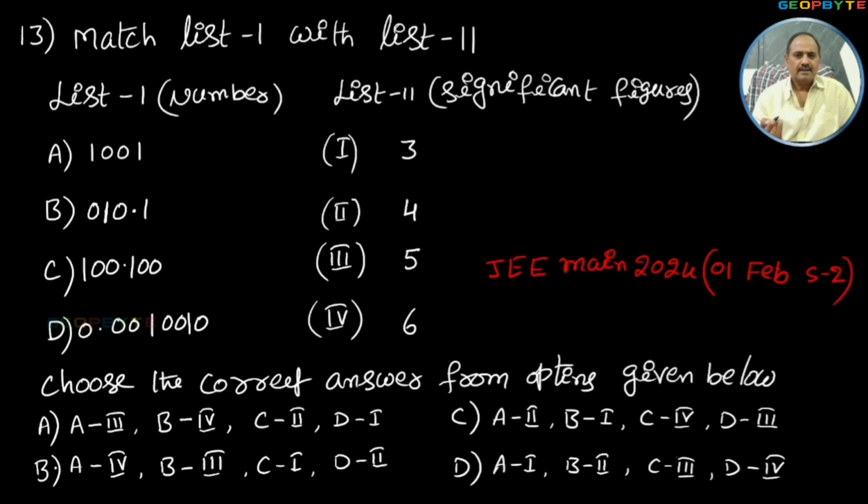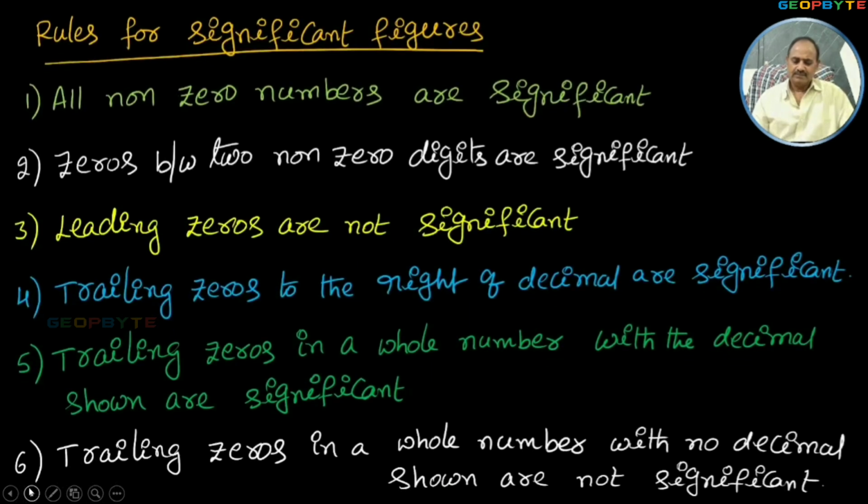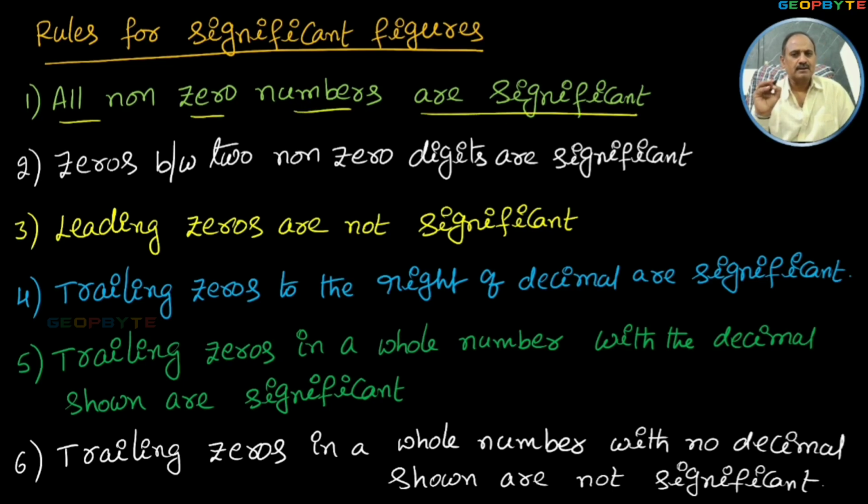It is a match list 1 with list 2 kind of question. Under list 1, some numbers are given. List 2, significant figures. Before going to select the answer, look at the rules for significant figures. Already we have discussed. It is a kind of revision. Look at the first rule. All non-zero numbers are significant. All non-zero numbers are coming under significant.